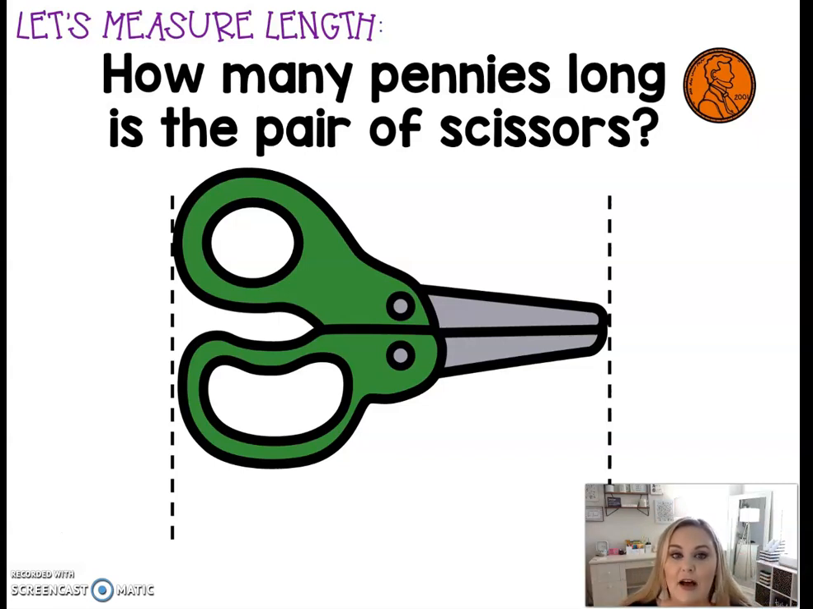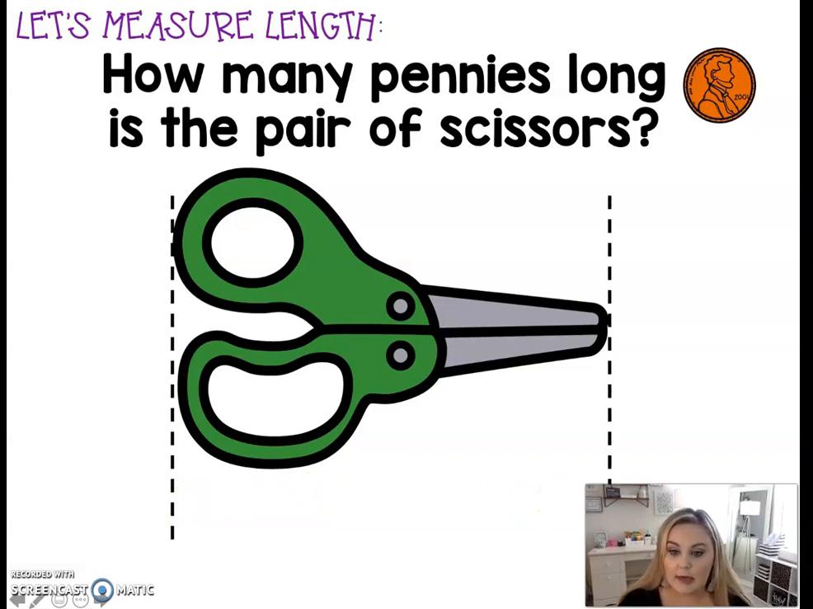How many pennies long is the pair of scissors? So go ahead and think about this picture right here. Remember, it's not just a pair of scissors at home, it's specifically this picture. And I want you to think, how many pennies is it going to take to get from the left side to the right side? Go ahead and say your estimate, say your number.